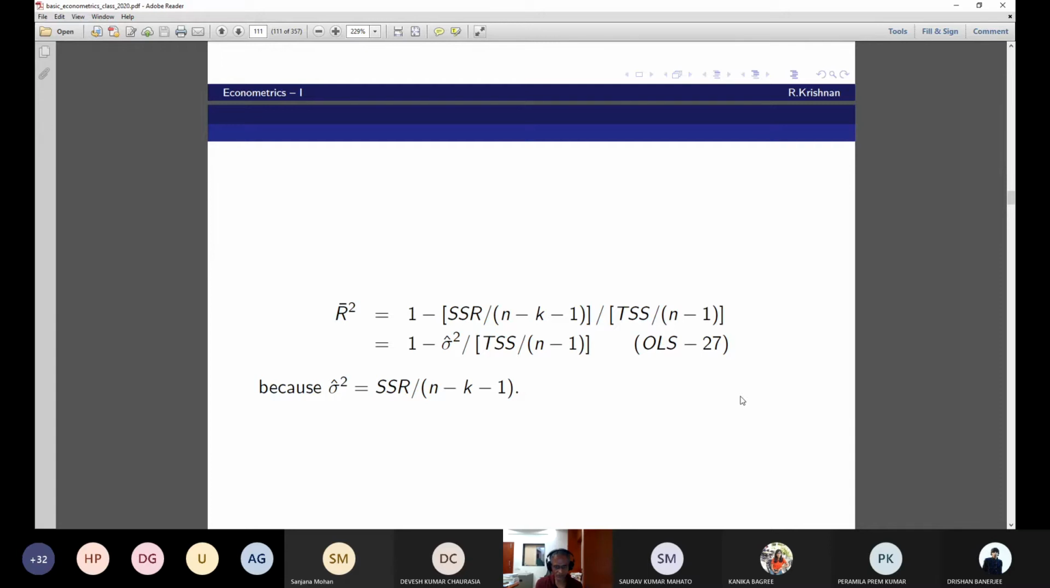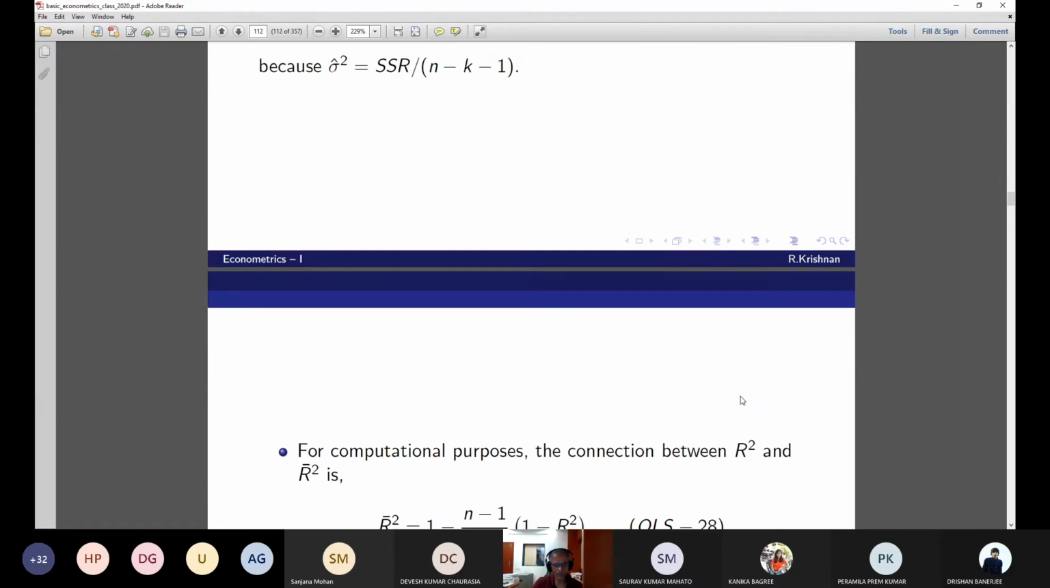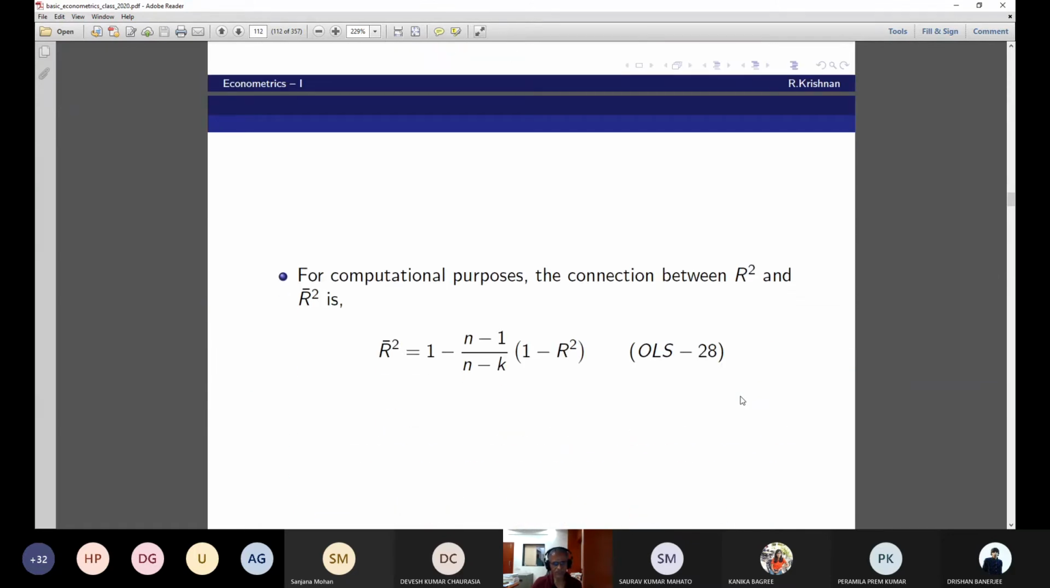This is what is reported by all packages. Computer packages will give you both R square as well as R bar square. Many times you will see a huge gap between R square and R bar square. That is an indication that probably there are some variables that should not be there. For computational purposes, the connection between R square and R bar square is this. If you already calculated R square and you have no means of calculating R bar square, you can calculate it this way using this particular formula.